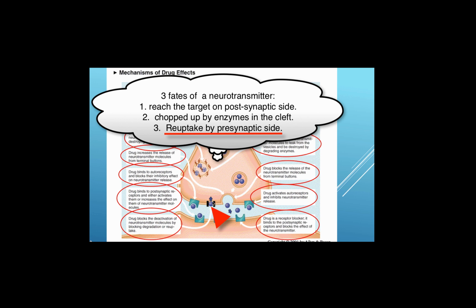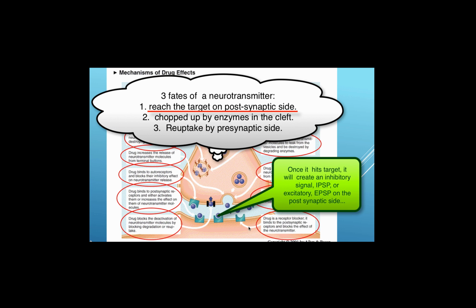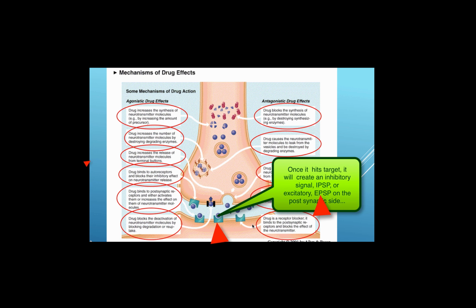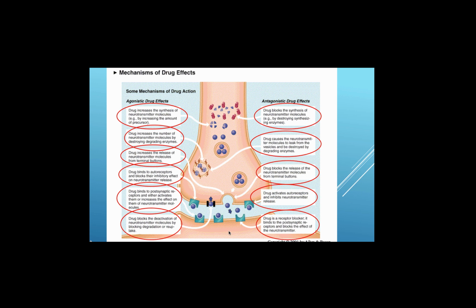All right, so one more time. It can be reuptaken and reused. It can be chopped up by the enzymes, and there will be a slide about this later on too, or it'll hit the target receptor. And once it hits the target receptor, it either causes an excitation on the postsynaptic side or an inhibition. So it'll either inhibit or excite on the postsynaptic side. Okay, so that neurotransmitter, that purple sphere you see there, comes, binds right here, then something happens on the other side.